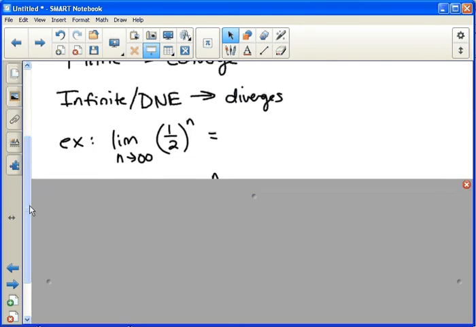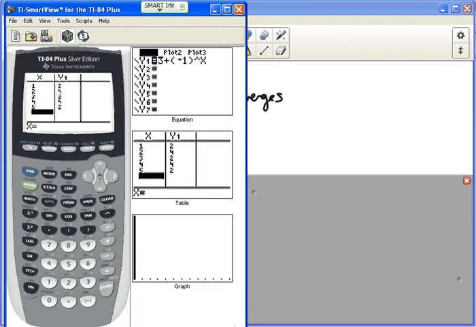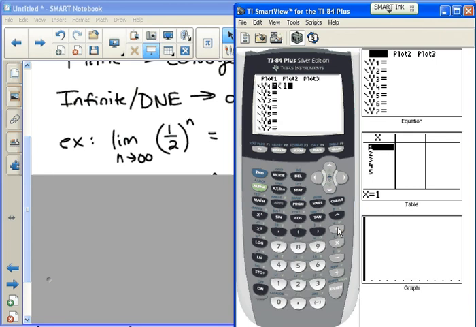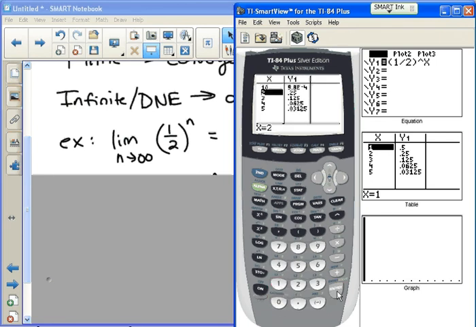Okay, so let's start with an example. The limit as n goes to infinity of 1/2 to the n. And I'm just going to pull this one up in the calculator. Same way we've done infinite limits before, we can plug in the equation into y equals, and we can go to our table and just plug in 10, 100, 1,000, and you can tell that it's clearly going towards 0.